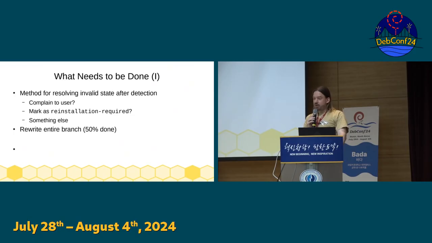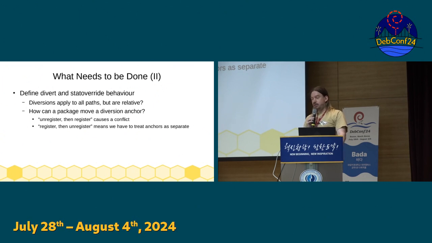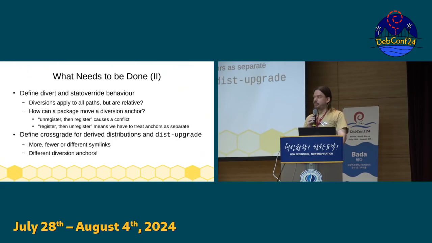All of the code needs to be rewritten because it is heavily work in progress code. I need to actually implement moving the files. And I also need to define diversion and stat override behavior, and how derived distributions, for example, Devuan, who do not actually want to do usrmerge. How can we do a cross-grade to Devuan and back?